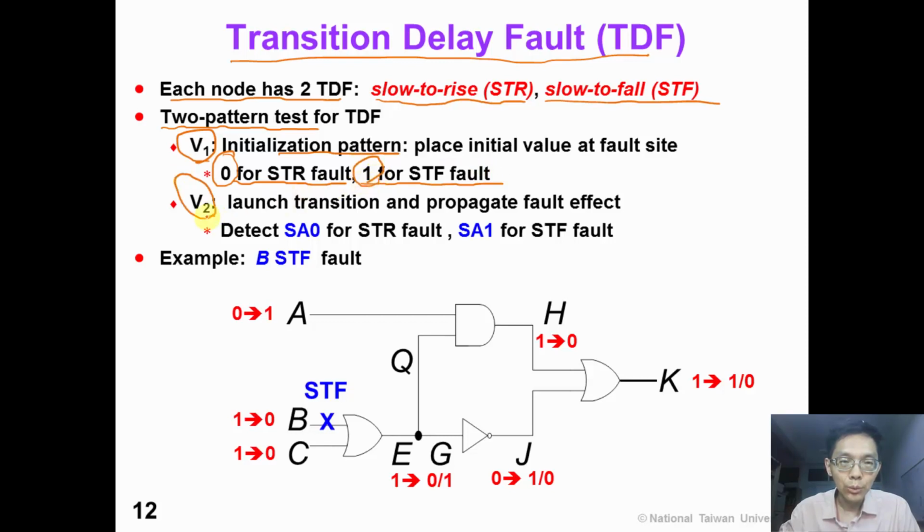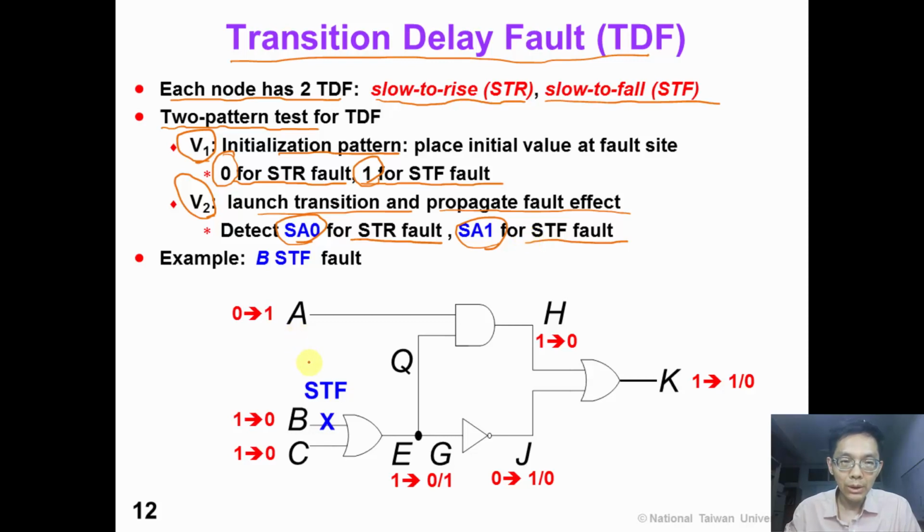In pattern V2, we launch a transition and propagate the fault effect to the output. If we want to detect a slow to rise transition fault, we need to detect a stuck at 0 fault. On the contrary, if we want to detect a slow to fall transition delay fault, we need to detect the stuck at 1 fault.